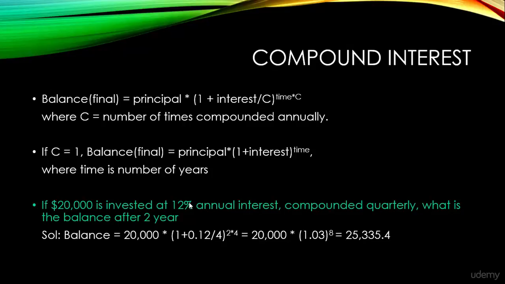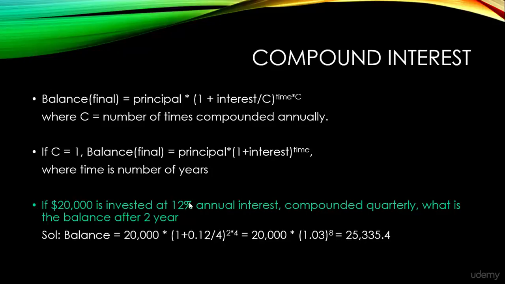Compound interest. Balance, or final amount, is equal to principal times (1 plus interest divided by C) to the power of time times C, where C is equal to the number of times compounded annually. If C is equal to 1, meaning that interest is compounded once a year, then the formula will be balance, or final, is equal to principal times (1 plus interest) to the power of time, where time is the number of years.